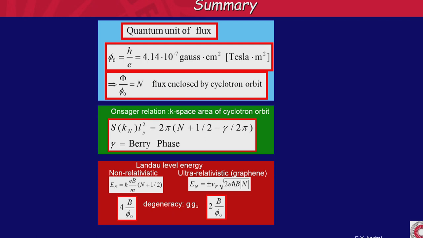We've shown that for non-relativistic electrons, we get the sequence which looks like a harmonic oscillator. And I mixed the two up. This should be two here, and this should be four. For graphene, we got the sequence which has a Landau level at zero energy. The sequence goes like the square root of field and Landau level index. The degeneracy is internal degeneracy times orbital degeneracy. The two should go here, and the four should go here. Okay? Yes?